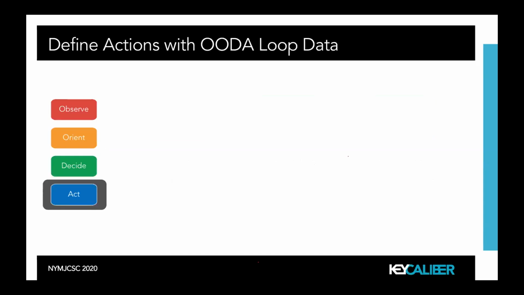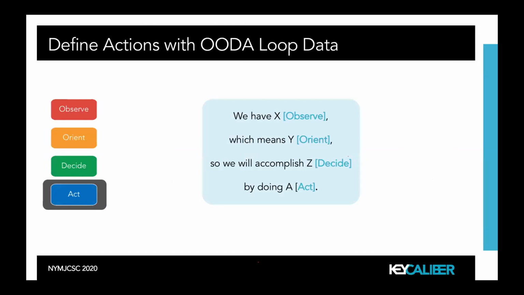Then you get to actually taking action. And this is where all the other steps that you've already done come into play, and you can wrap it up very nicely in a bow. So when you're making decisions and taking actions, I love this approach of saying, we have X, which is what you observed, which means Y, which is how it orients in your specific environment. So we will accomplish Z, this is the decision we've made, by doing A, and that is the action that you're taking right now.